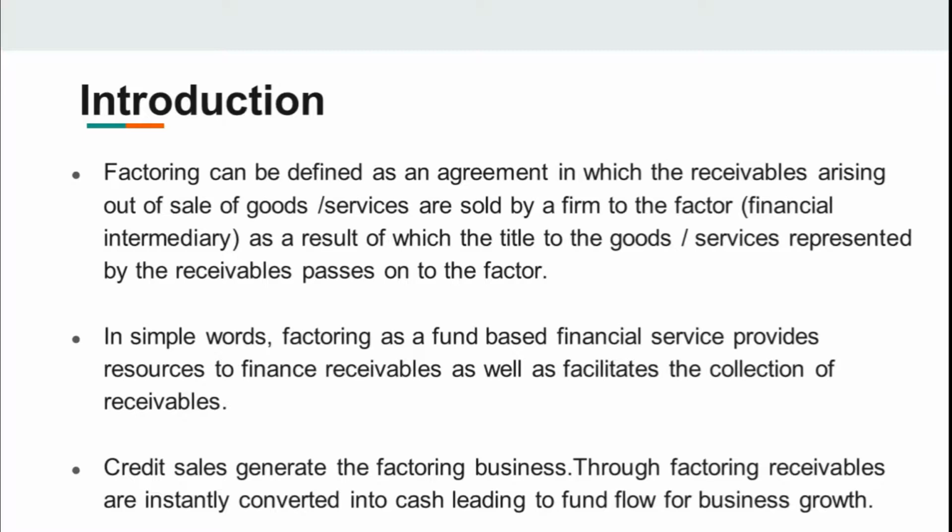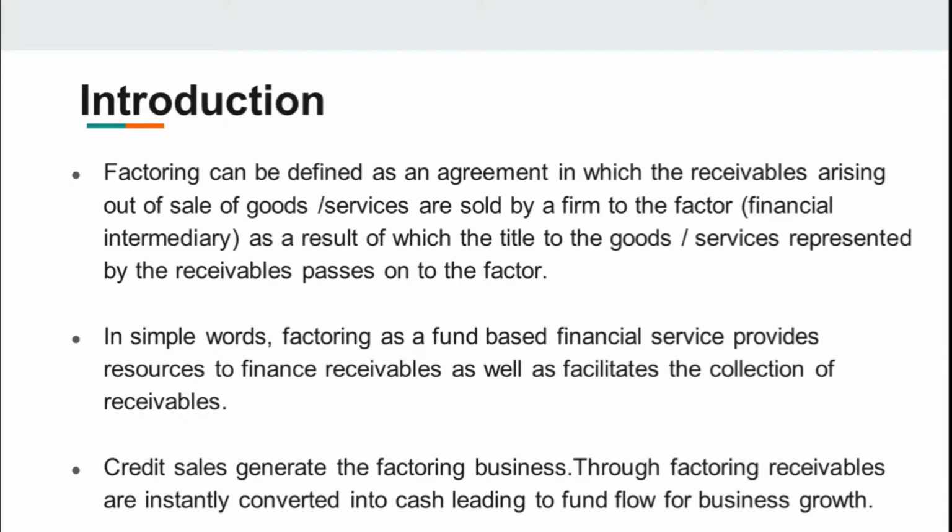Credit sales generate the factoring business. So this business is being generated by credit sales. Because of the credit sales which are being made by the seller, invoices are raised for future payments, and these invoices are then sold to the factor, who would be raising the payments from the buyer. So the whole business is being generated through the credit sales.